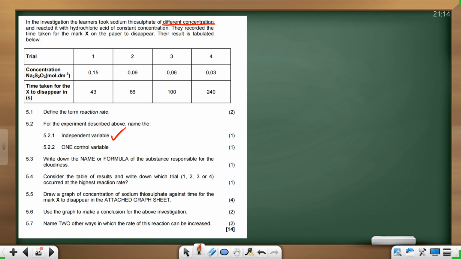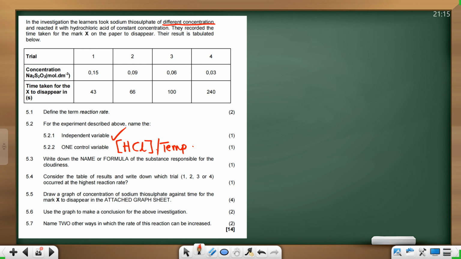Now, they said different concentrations reacted with HCl, hydrochloric acid, of constant concentration. So the hydrochloric acid is constant. That is my controlled variable, the word constant. So it is the concentration of HCl. Don't just say HCl, it is the concentration of HCl. By the way, guys, temperature should also be kept constant here. So these are things that you could write as your constant, because temperature will affect the rate. So temperature could therefore be kept constant.